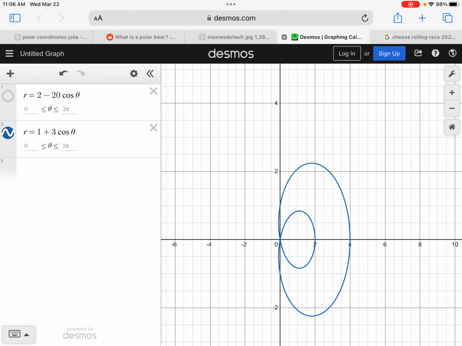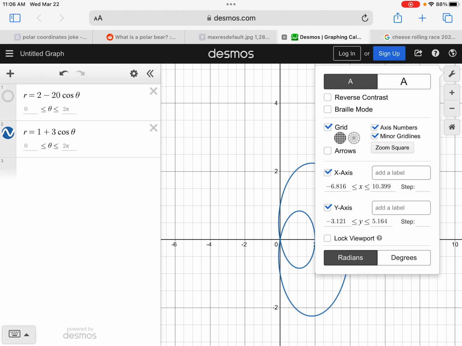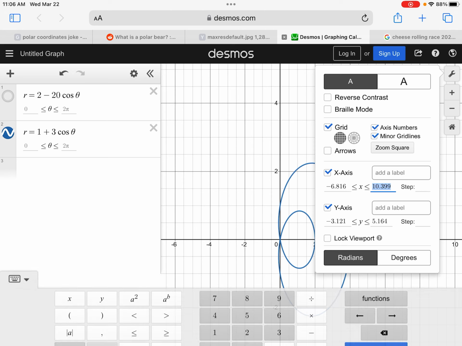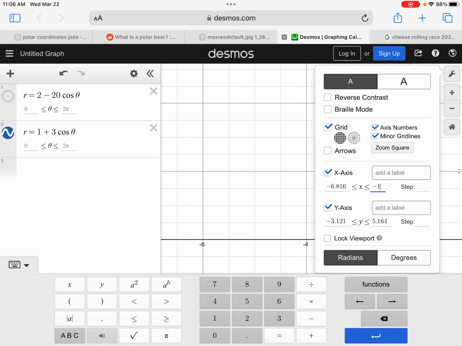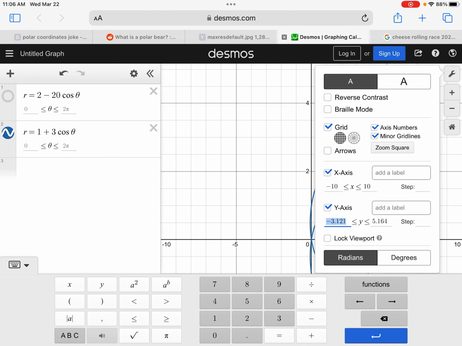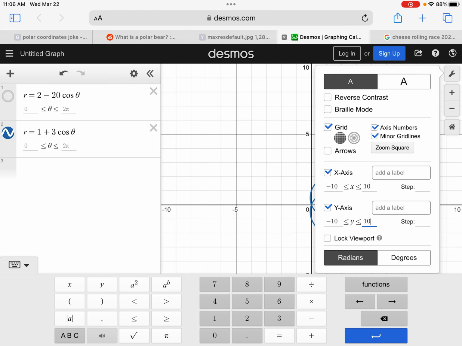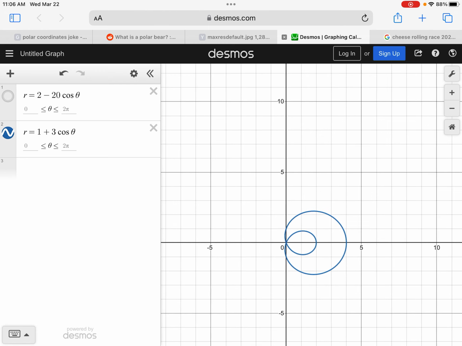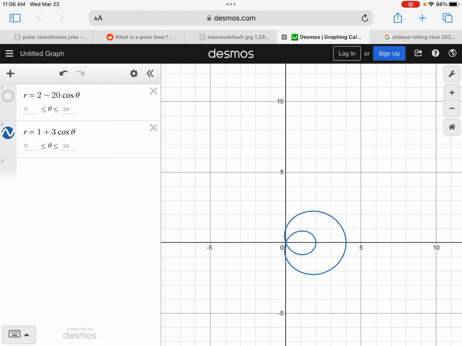Oh, there we go. Anyway, while I recenter this guy, there we go.